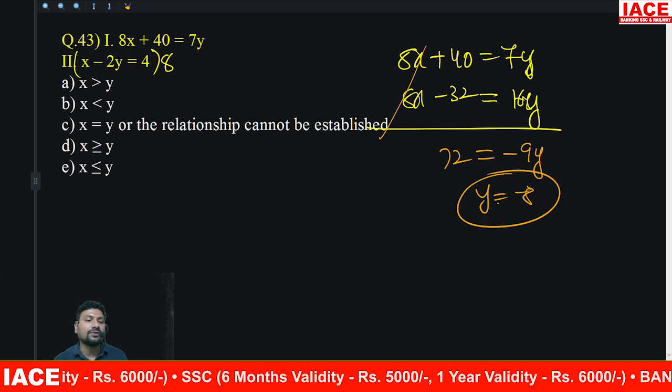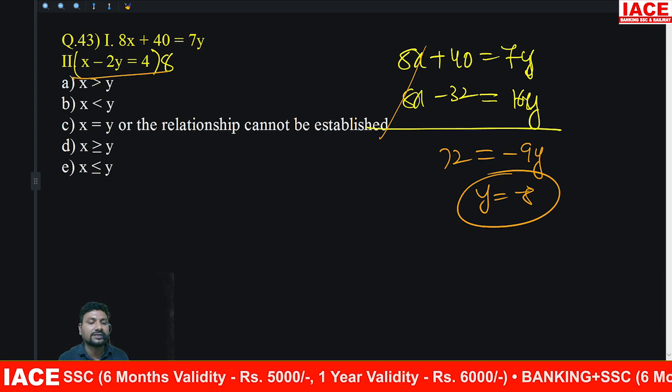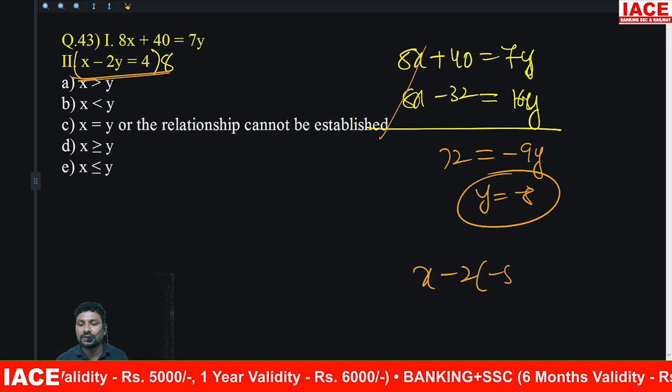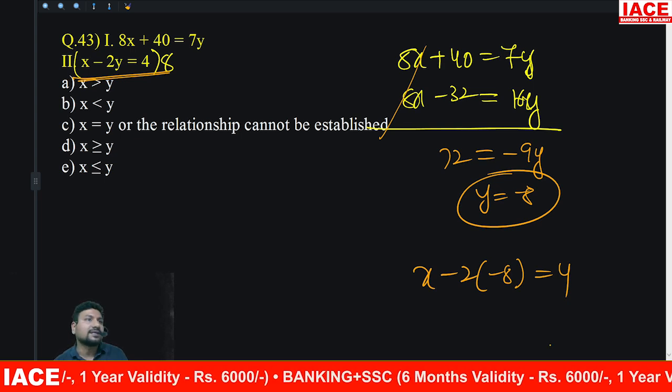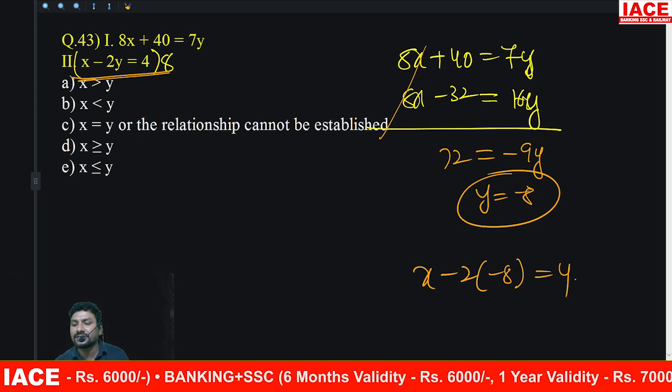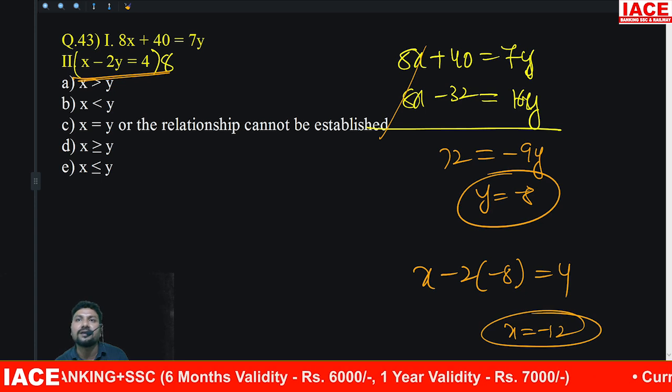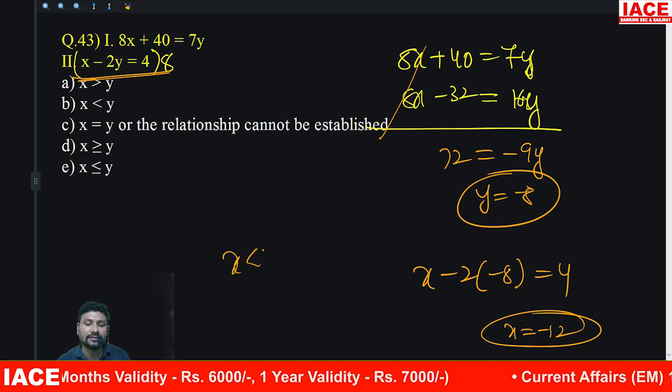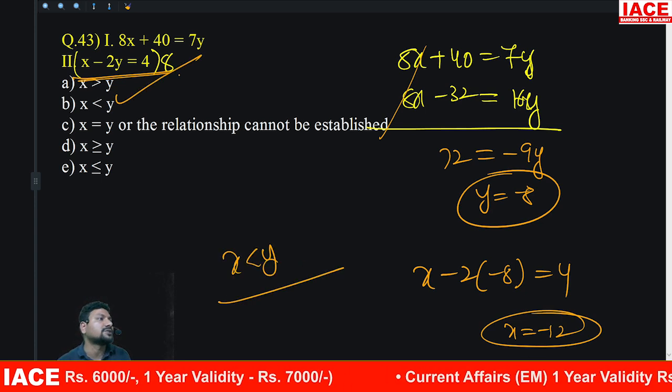Minus 8. Y equal to minus 8 will substitute in second equation. Second equation is x minus 2 into minus 8 equal to 4. Minus into minus plus 8 to the 16. From 16 4 will be removed. The result is what? Minus 12. X is bigger or y is bigger? Y is bigger, x less than y, option B.